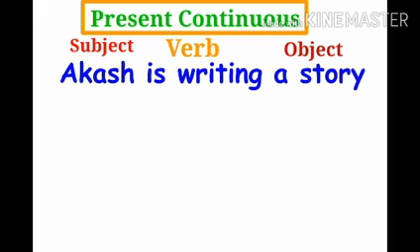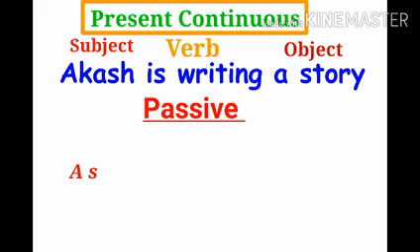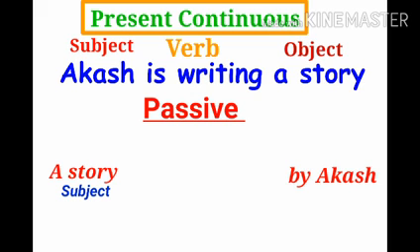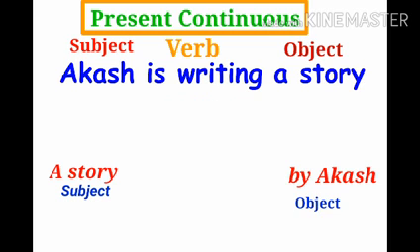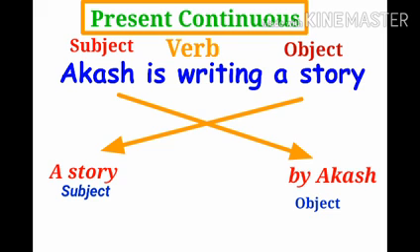The same sentence we can convert to passive voice. Let us see what changes happen. As I told, we are exchanging the subject and object. So a story becomes the subject, and Akash goes to the part of the object. So a story, then the verb we will leave for now, by Akash.